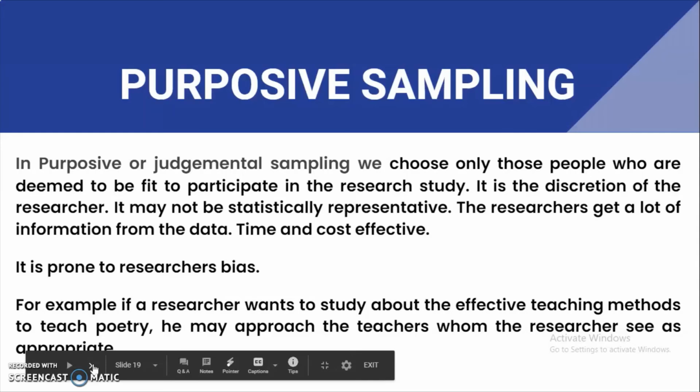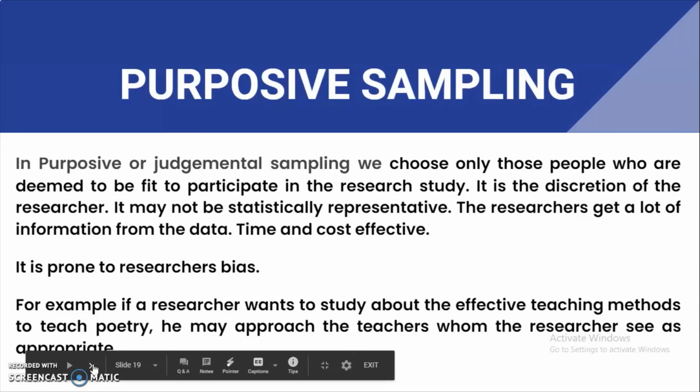For example, if a researcher wants to study effective methods to teach poetry, he may approach the teachers whom the researcher sees as appropriate. He may not select all the language teachers, and he may not use simple random techniques or anything like that. What he will do is find some language teachers, and the researcher may find that some of them are fit to be studied. Then the researcher will go to those samples and collect the data.